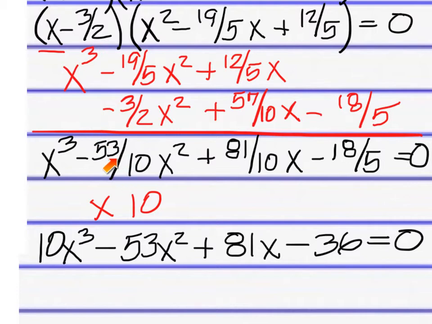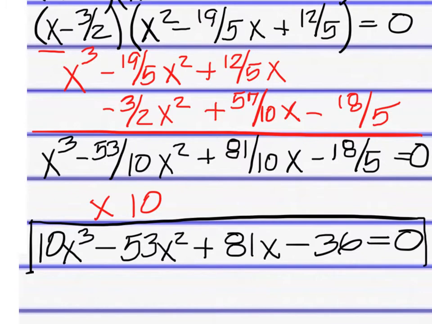Multiplying by 10 here cancels out this 10, leaves you with this. Multiplying by 10 here cancels the 10 out, leaves you with 81. And then multiplying by 10 here cancels out the 5, but 10 over 5 is 2. So 2 times 18 is 36. You're left with this equation.